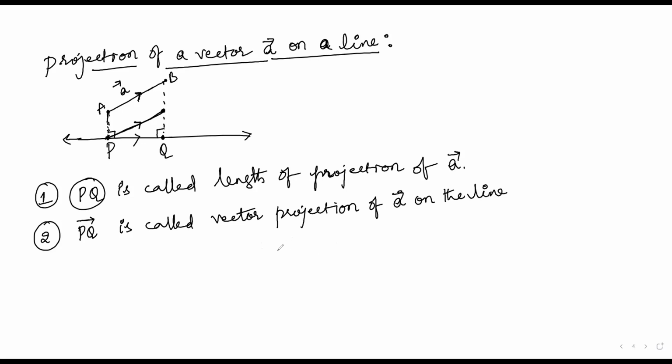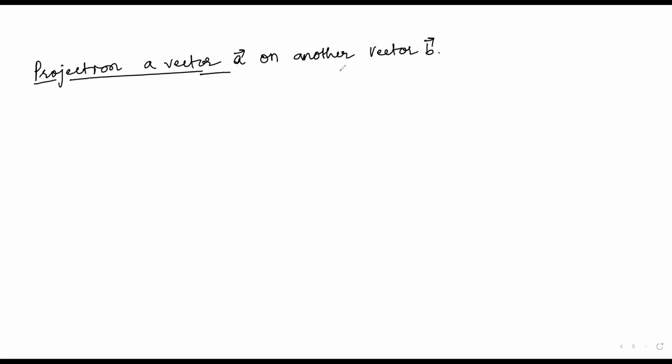Okay, these two you should understand the definition. Then we will go for the next. Now the next point is projection of a vector A bar on another vector B bar. Okay, we'll see this. How do you find the projection of A bar on B bar?